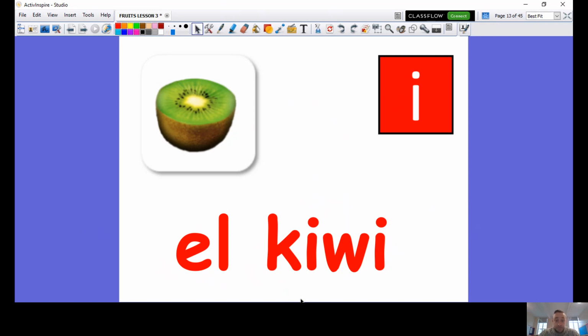Muy bien. Oh, this is an easy one. In English, it's a kiwi. And in Spanish, we use the same word. We just say a little bit differently. My turn. El kiwi. Put it together. El kiwi. And we'll do our little bird action. Because there's a bird called a kiwi. We go, el kiwi. One more time. El kiwi. Muy bien.